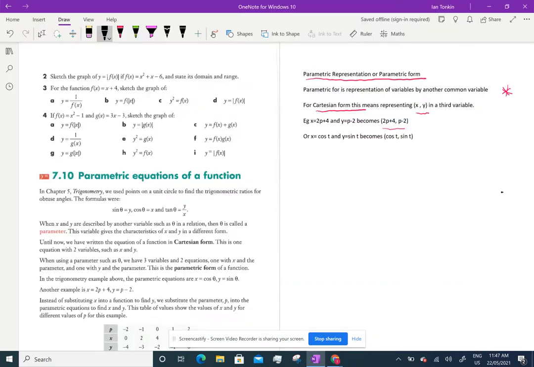So let's go back and have a look. The first thing I want to talk about is a linear one, and I'm going to take the one that I've got here. This is a parametric representation of a linear function. So let's convert that back. So number 1, we're going to talk about linear functions now. So we've got x equals 2p plus 4, and we've got y equals p minus 2.